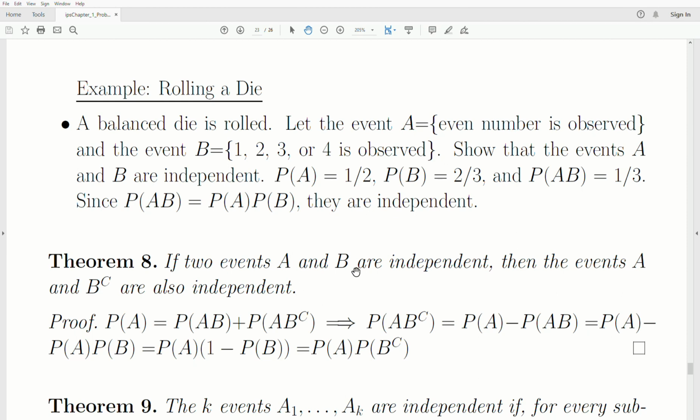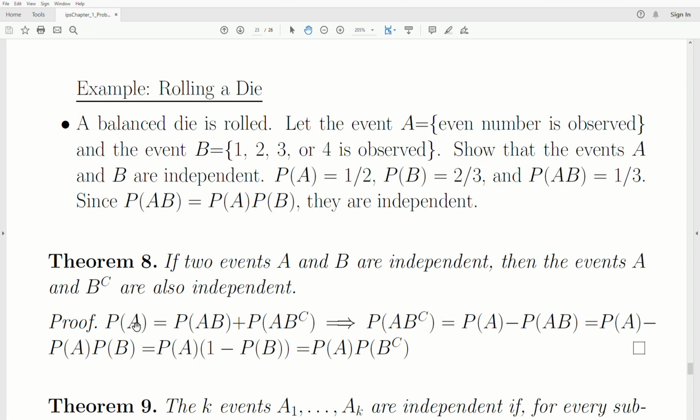Now, two events A and B are independent. This is a theorem. Then the events A and B complement are also independent. So A and the non-occurrence of event B are independent. And here's a quick proof.